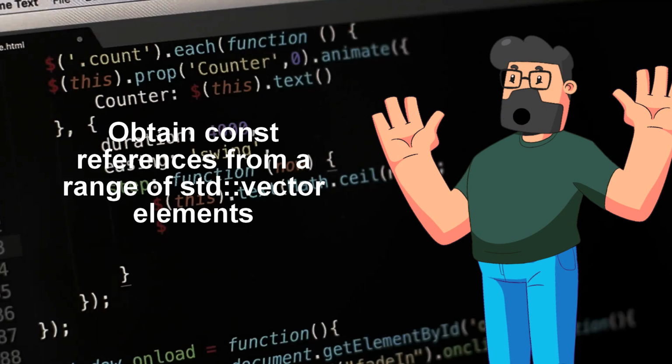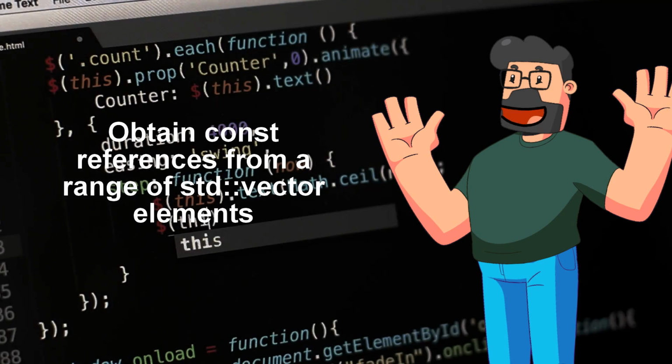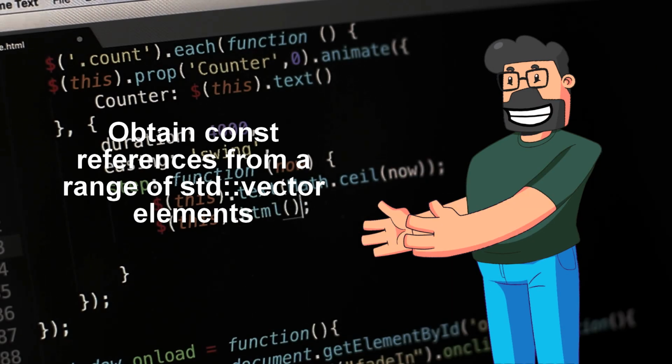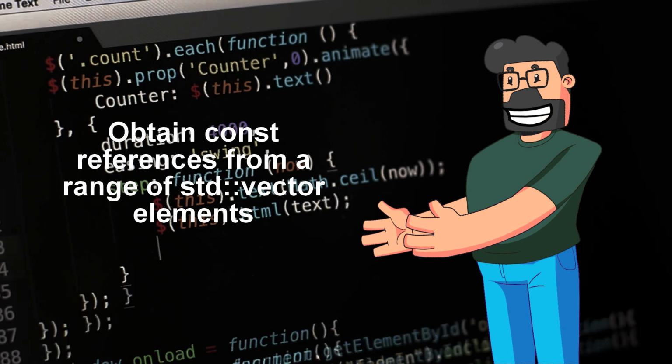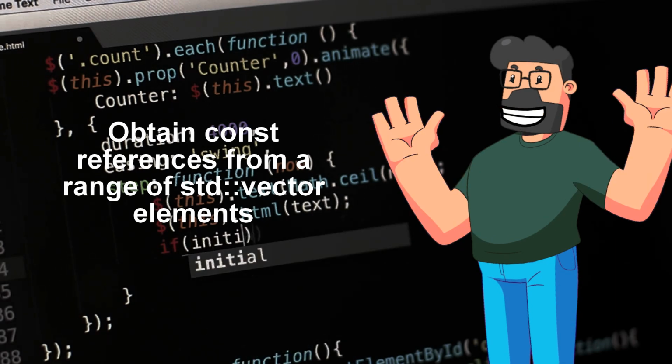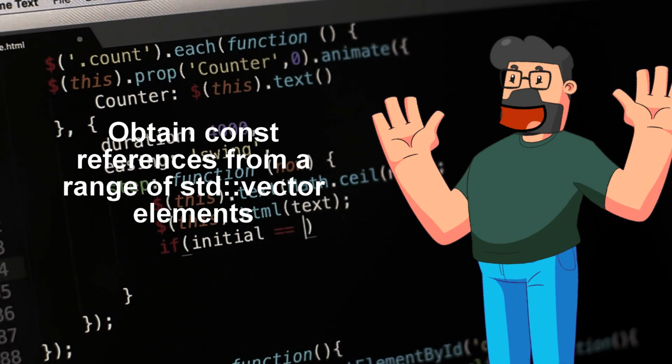Welcome to today's video, where we tackle a common problem faced by many C++ developers. The problem at hand involves wanting to extract a range of elements from a std::vector<myClass> and store them as const references for read-only purposes. This can be a common need when working with large datasets and wanting to prevent accidental modifications to the data.